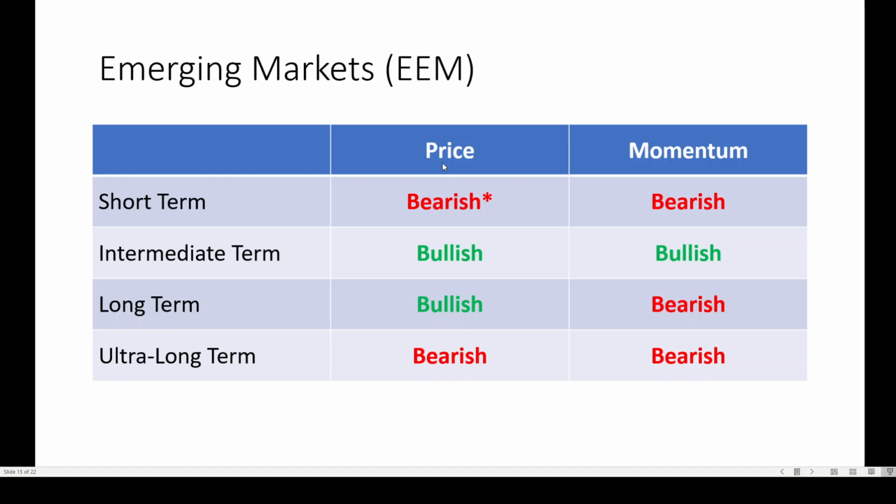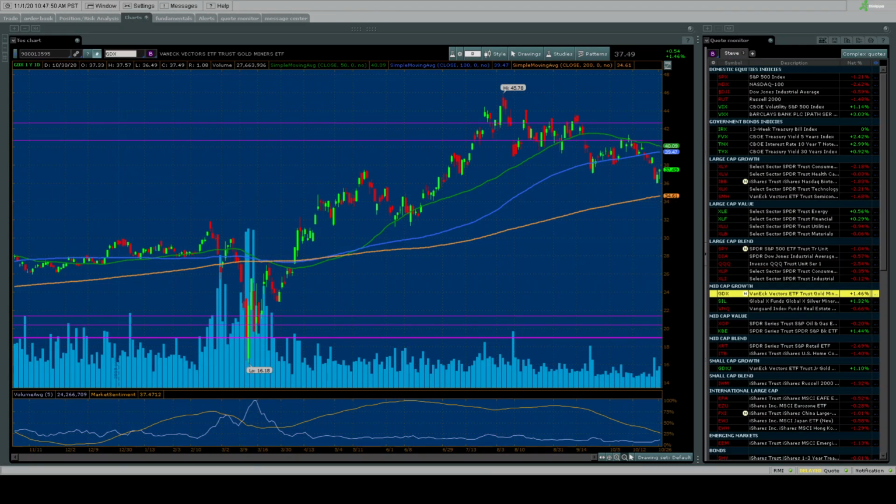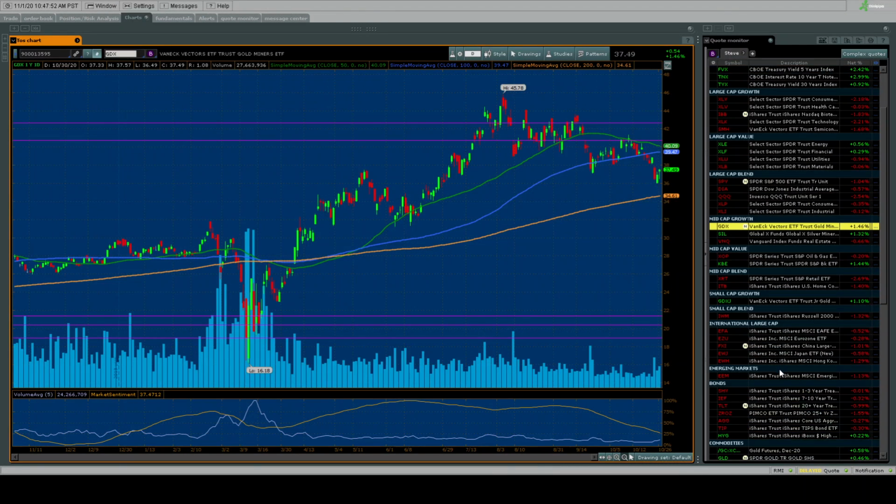Let's move on to emerging markets, which of all of these is the one I would expect to be leading equities lower. But yet on the short term, it just flipped bearish across the board. Intermediate term, it's bullish. Long term, it's a coin toss. And ultra long term, it's bearish. It's not actually giving any sort of prediction that I would want it to.